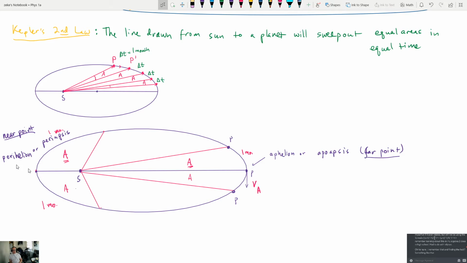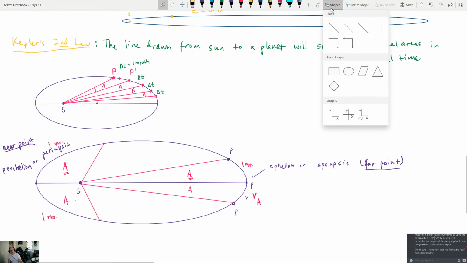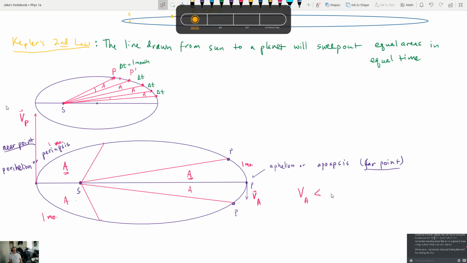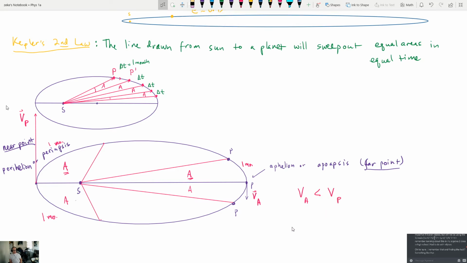So you can see that once it gets to the periapsis side, the perihelion side, it has to be going a lot faster. So the velocity of the object at this point then is going to be really fast. We'll call this one V sub P. Okay. So one of the things we can say about this is that the velocity at the apoapsis has to be smaller than the velocity at the periapsis. This is going to be the place where it goes the fastest.